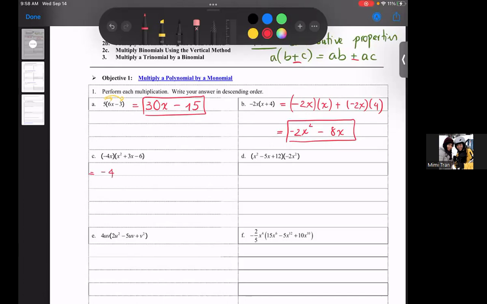Mm-hmm. Minus 12x squared, and then plus 24x. Mm-hmm. Very good, thank you. To the third. Yeah. This is x to the first, right? X to the first times x squared, x to the third. X to the first times x to the first is x squared.